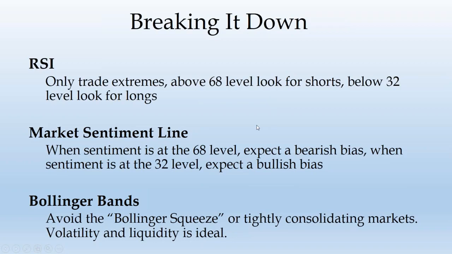Now, let's break it down a little bit. The RSI: only trade extremes. The whole ideology behind this is countering overextended markets, and we've gotten it down to sniper precision, okay? So only trade extremes. Above the 68 level, look for shorts; below the 32 level, look for longs. The market sentiment line: when sentiment is at the 68 level, expect a bearish bias. When sentiment is at the 32 level, expect a bullish bias.